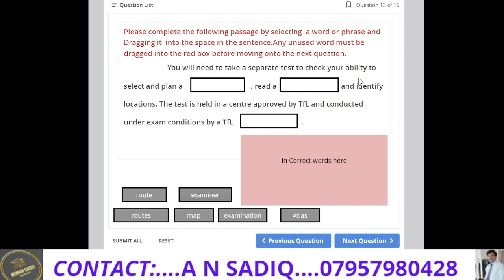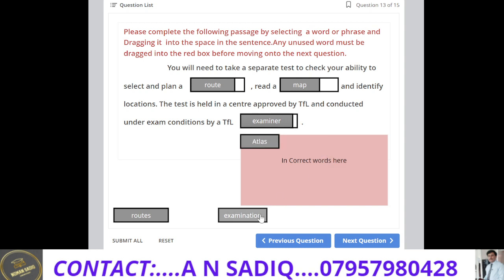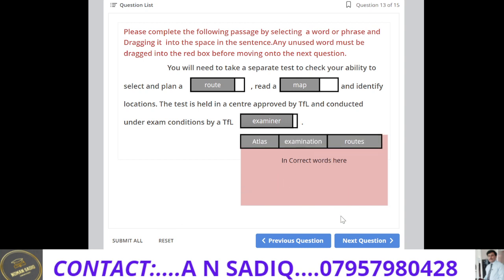So you have already read it in the book. Test to check your ability to select and plan a route, not routes. Read a map, not atlas. And atlas also starts with capital A, so it could not be the option here. And identify the location. The test is held in the center approved by TFL and conducted under exam conditions by a TFL examiner. So examiner should be here. Atlas I will put here, examination here, and routes here.